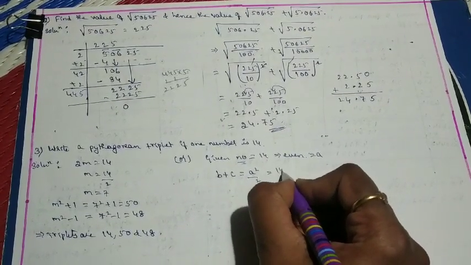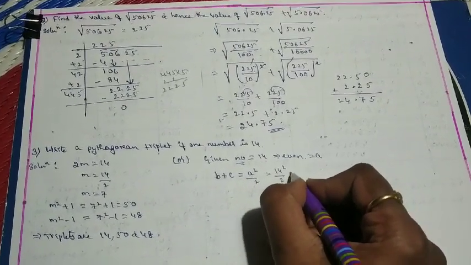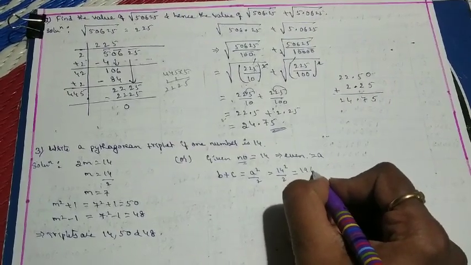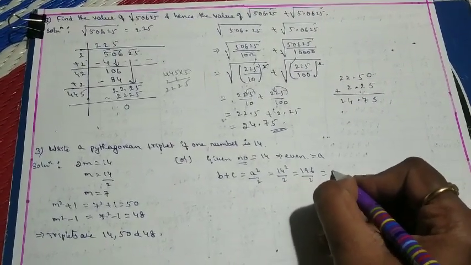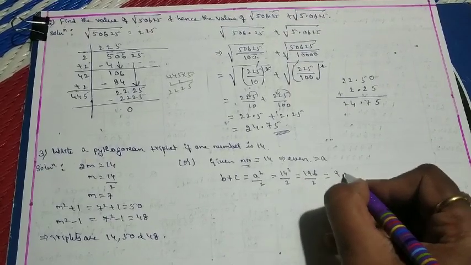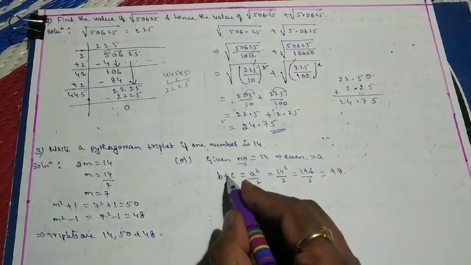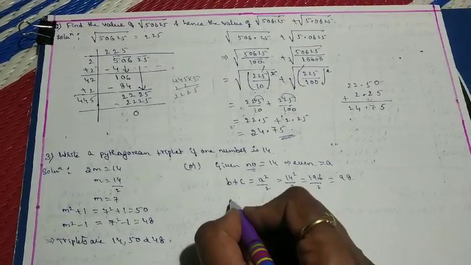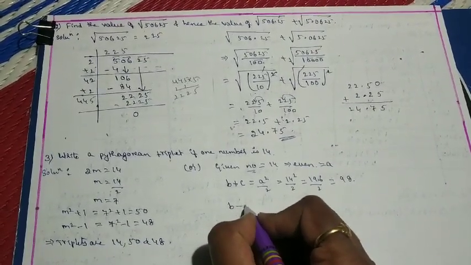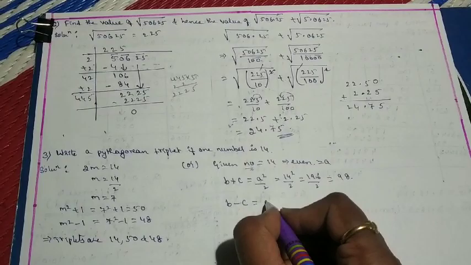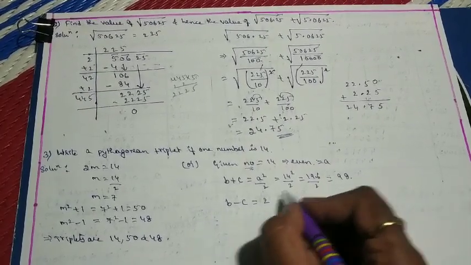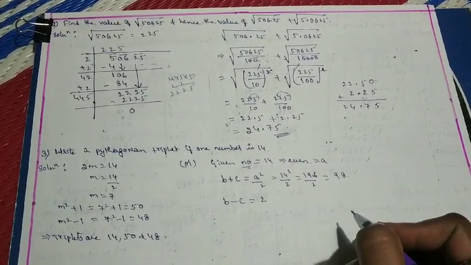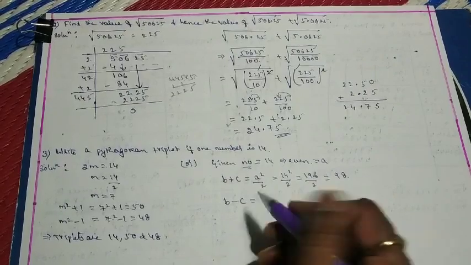That is 14 square by 2. 14 square is 196, divided by 2, which is 98. That is, if I add the other two numbers, the addition will be 98. One more condition is given, that is b minus c equals 2, the difference of the two numbers is 2. These are the two numbers that we need to find.